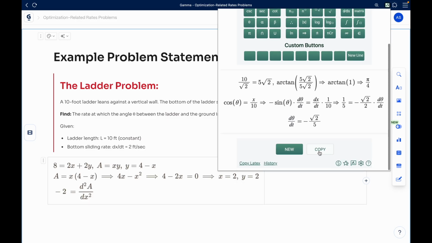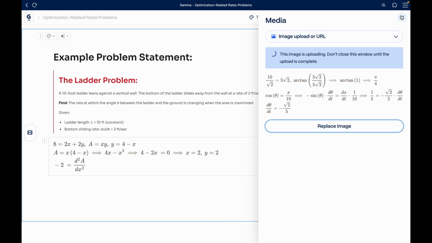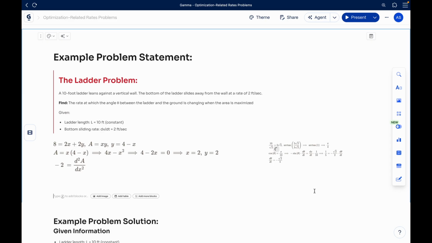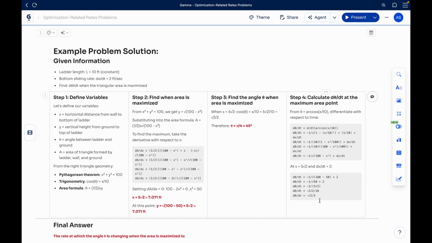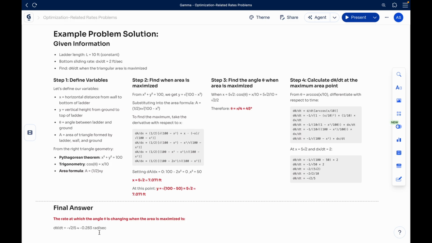So that's pretty much it. That's all it's going to be for this problem. Our example for today will be solved. It's pretty simple, and I really enjoy the fact that we could use a geometric proof instead of just relying on pure calculus, because that would take a pretty long time. Let's look at the solution. We get the square root of 2 divided by 5, and we get about negative 0.283 radians per second. As I said, it was negative 0.2 something.